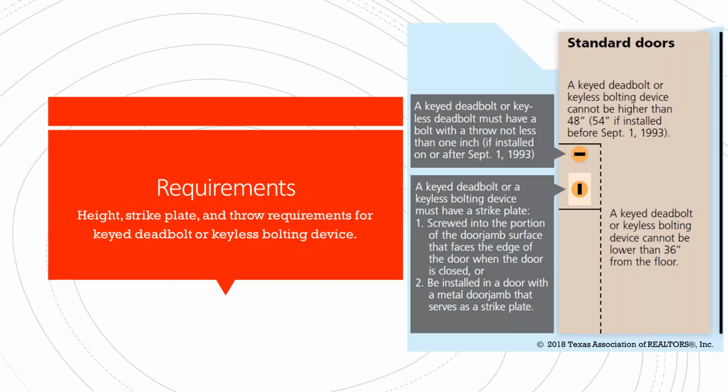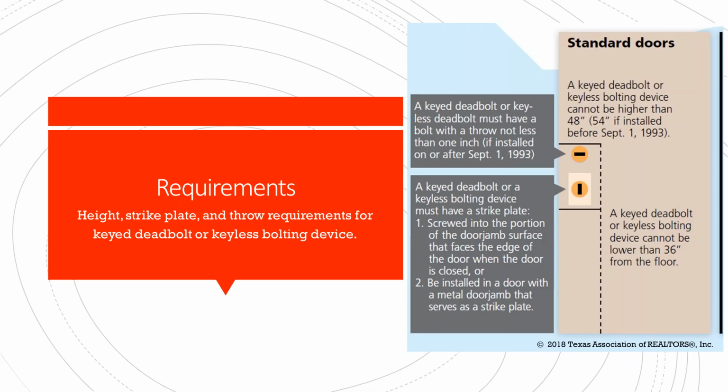So what are those requirements? Well, if we're talking about height, strike plate, and throw requirements for a keyed deadbolt or keyless bolting device, here are their requirements. First, a keyed deadbolt or keyless bolting device cannot be higher than 48 inches, and it cannot be lower than 36 inches from the floor.